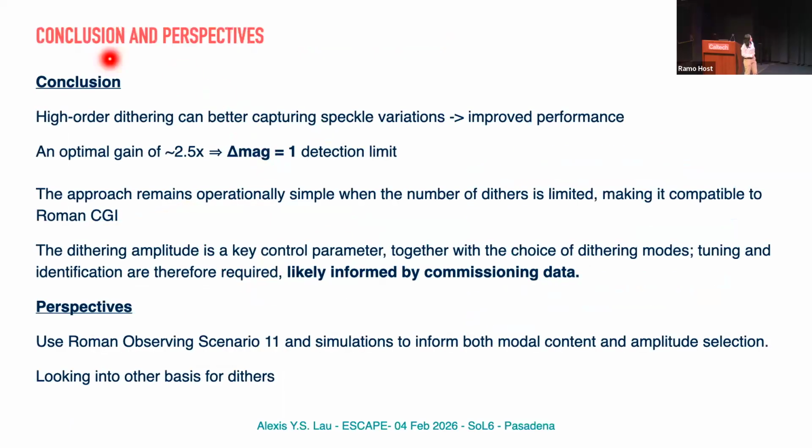So high-order dithering, as an extension or generalization of small grid dithering, enables us to better capture the spectral variations of the science observations, and it leads to improved performance. In the representative case that we have shown here, it leads to up to 2.5 post-processing gain, which is equivalent to Dmax equal to 1.